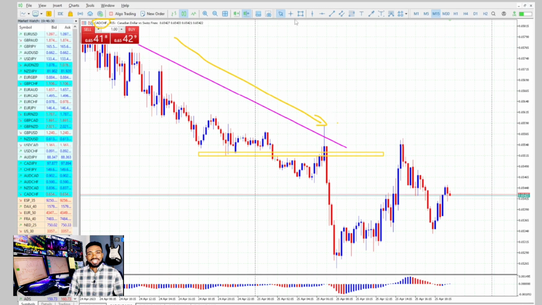But the question is, where are you supposed to enter? That's the question. Where are you supposed to enter? That's what most people don't know. So you can see that on this particular chart, you can find support areas. The market broke out of the support area.